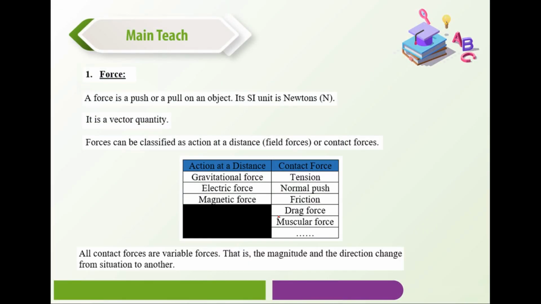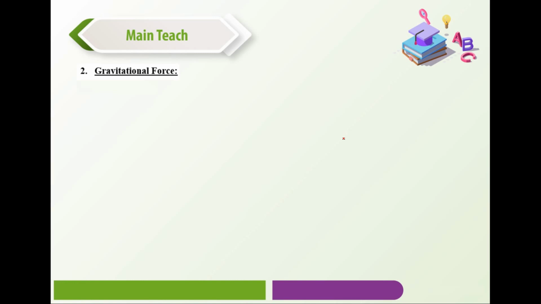All contact forces are variable forces, that is, the magnitude and the direction may change from one situation to another. We know that force is a vector quantity, so it is characterized by a magnitude and a direction. By that, contact forces are variable forces, which means that the magnitude and the direction may change from one situation to another.